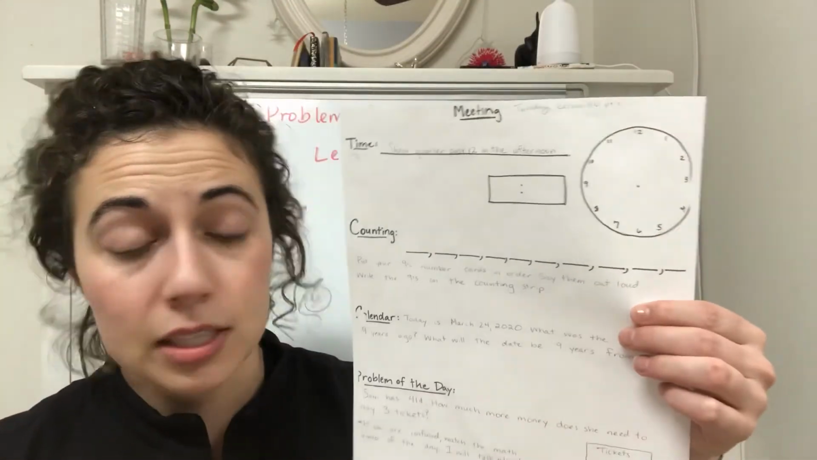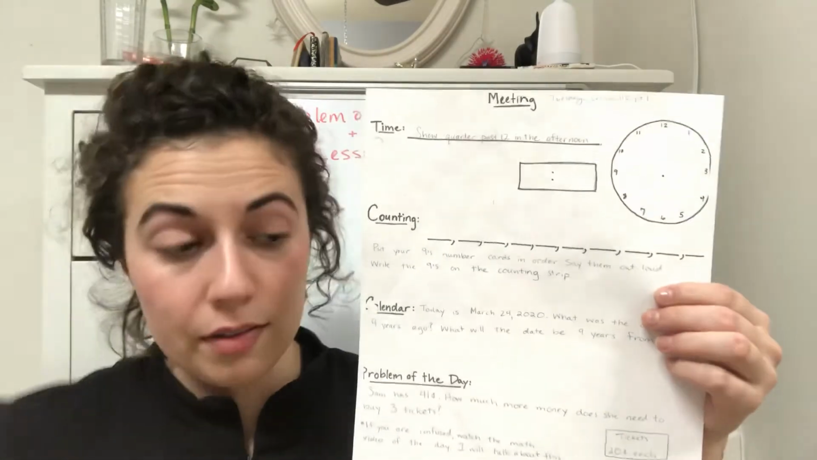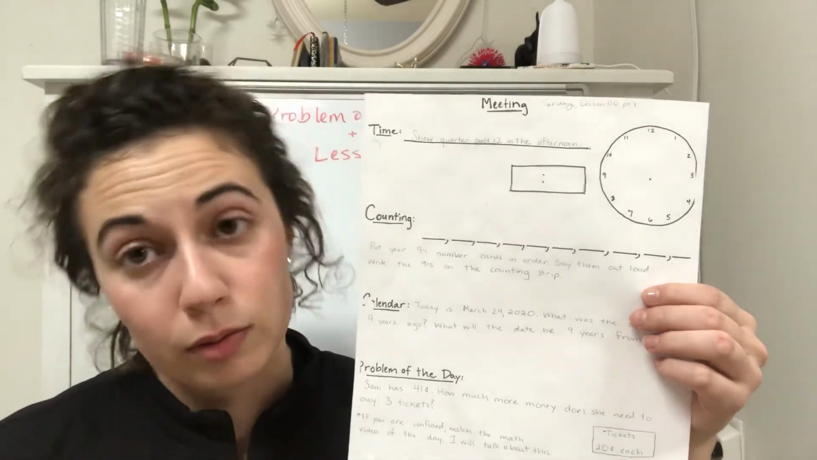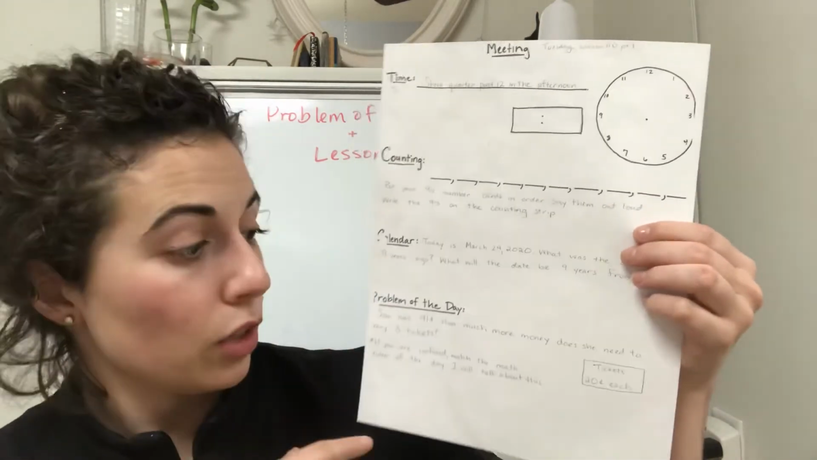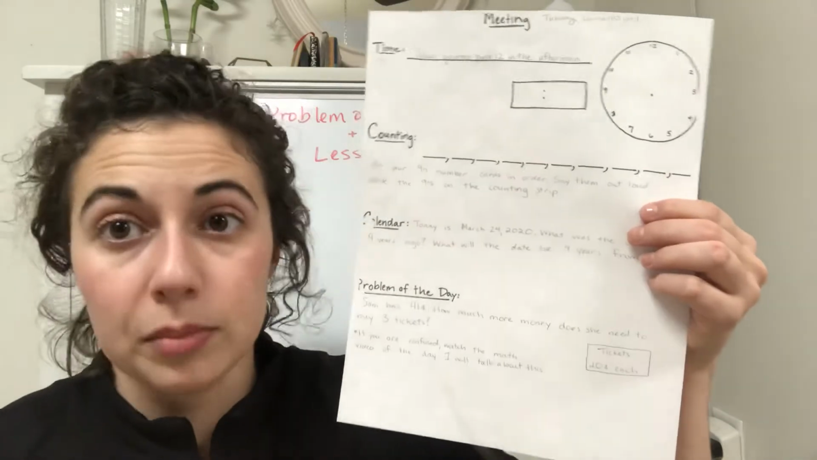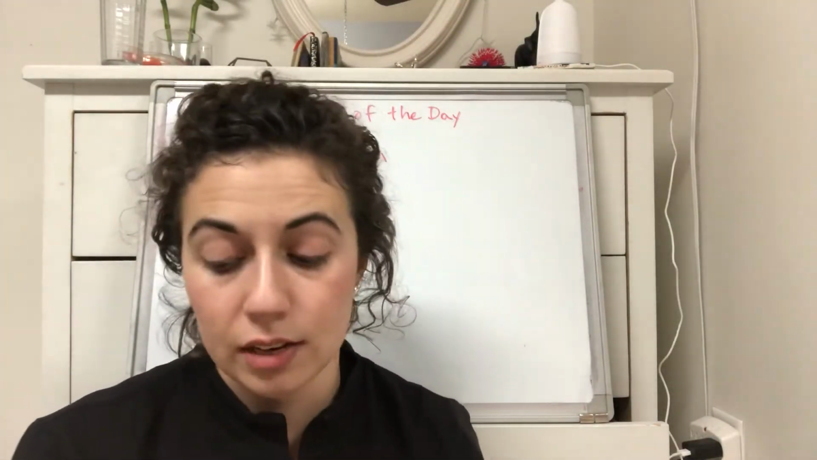You've got time still, but then you've got a counting strip. Okay, and I sent a bag of number cards for your different counting strips that you can put together. Anyway, you can read the directions there. You'll have a calendar question, and usually you'll have a problem of the day. So that's what you'll do. Then I've also sent fact sheets and I've sent lessons.